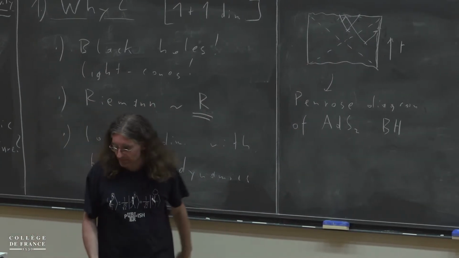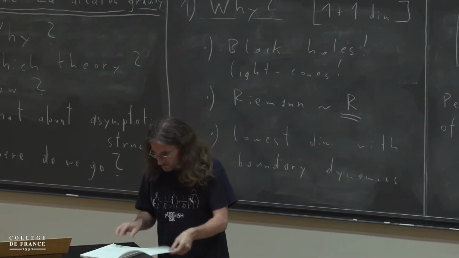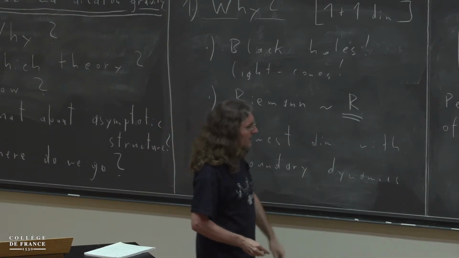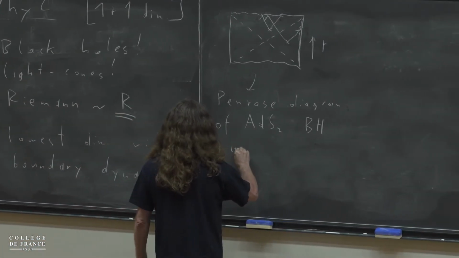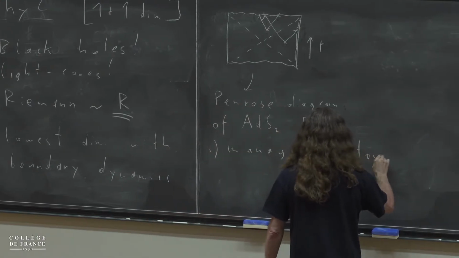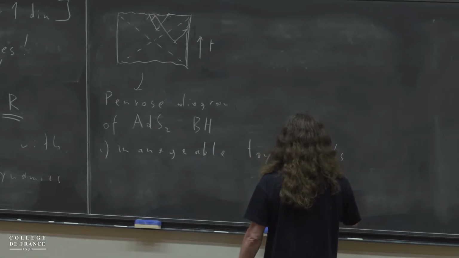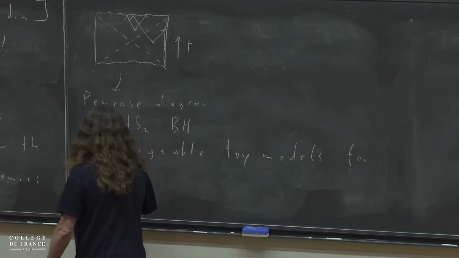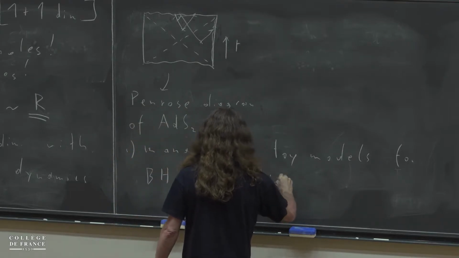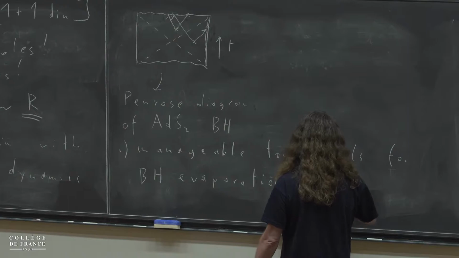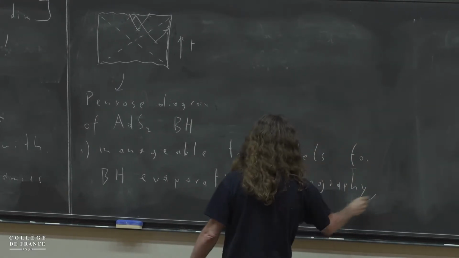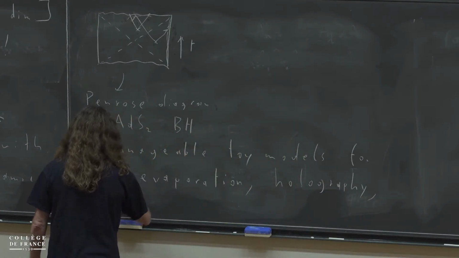All right, so again, 2 is the lowest dimension where we can have such structures. So what this provides us with is manageable toy models for black hole evaporation, for holography, I'll explain what I mean by this in more detail, and also for quantum gravity.